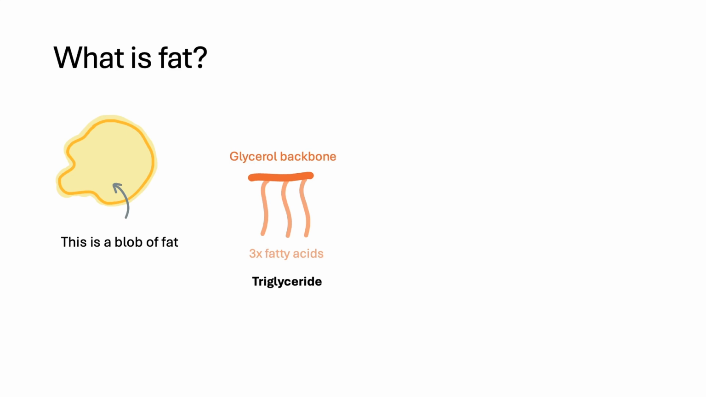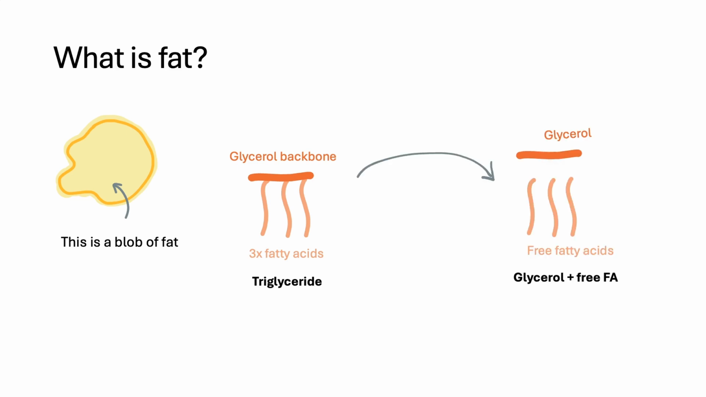So let's start with the basic question, what is fat? We've talked about this extensively throughout our videos. This is a blob of fat, and as you'll recall, we have a glycerol backbone and 3 fatty acids attached to it, which form a triglyceride. Now we've seen this process where we can break that down into glycerol and free fatty acids, and this is called lipolysis, or another word for that is hydrolysis. So that's the process of breaking down a triglyceride into glycerol and free fatty acids. And we can put them back together in the process of re-esterification, which is also known as lipogenesis.